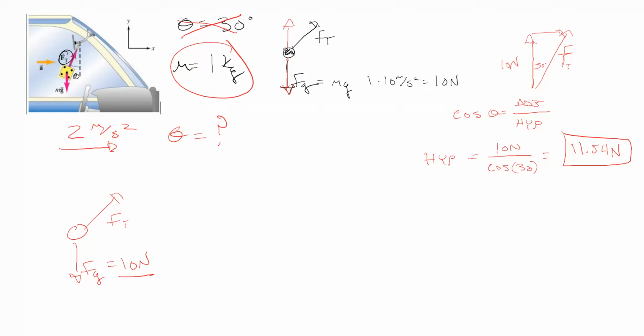So now, rather than have an angle, I have this component here based upon my 2 meters per second squared of acceleration. So how can I find that force value? Well, F is equal to ma. So the force there is equal to 2 meters per second squared of acceleration, and my mass of 1 kilogram. So it's just going to be 2 newtons.